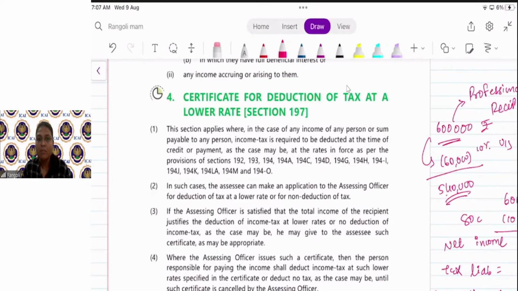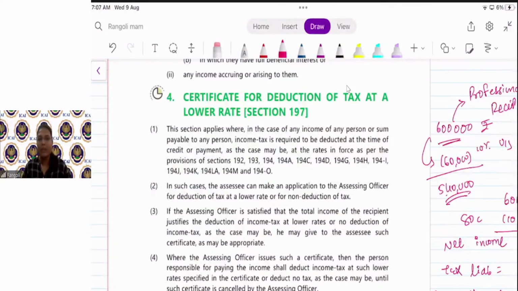If the assessing officer agrees and provides the certificate to me, then I need to submit that certificate to the payer. Based on that certificate, the payer will not deduct TDS, or, for example, if the assessing officer allows a TDS rate of 5%, the payer will deduct TDS under section 194J at 5% instead of 10%. Clear, everyone?